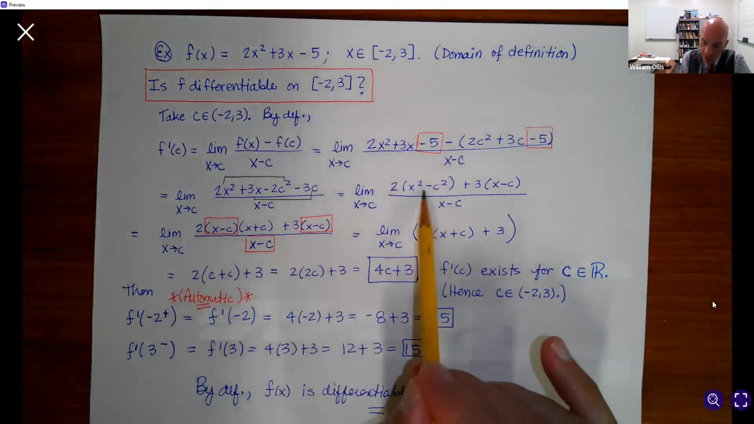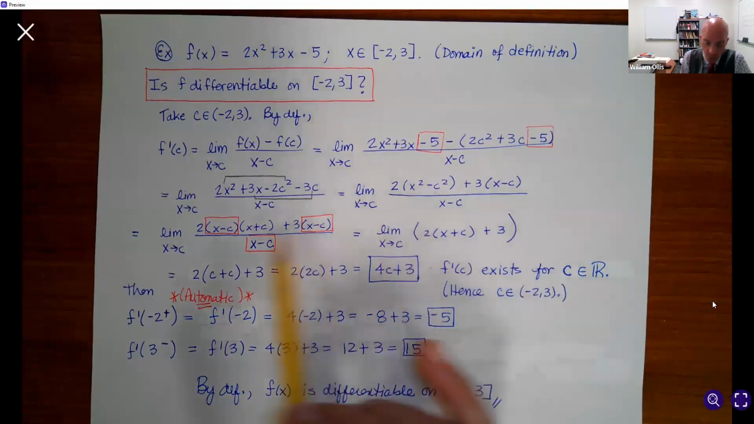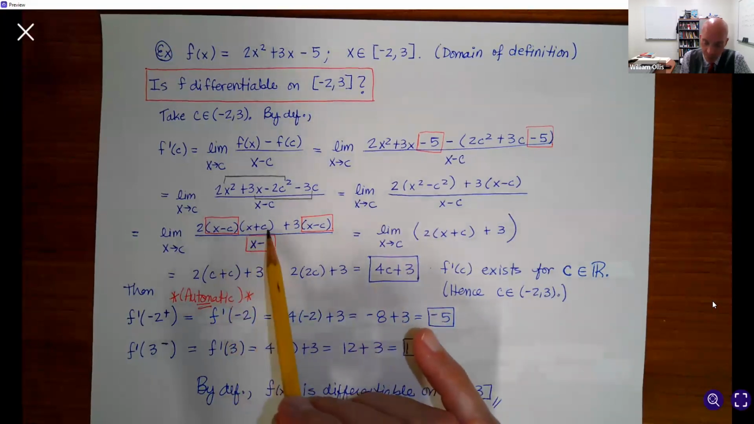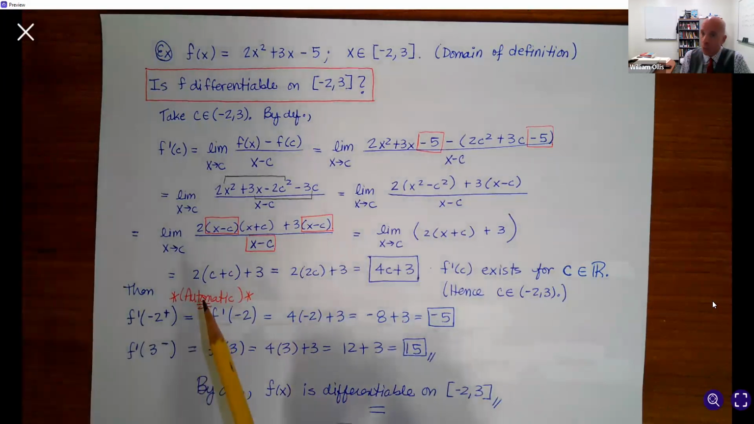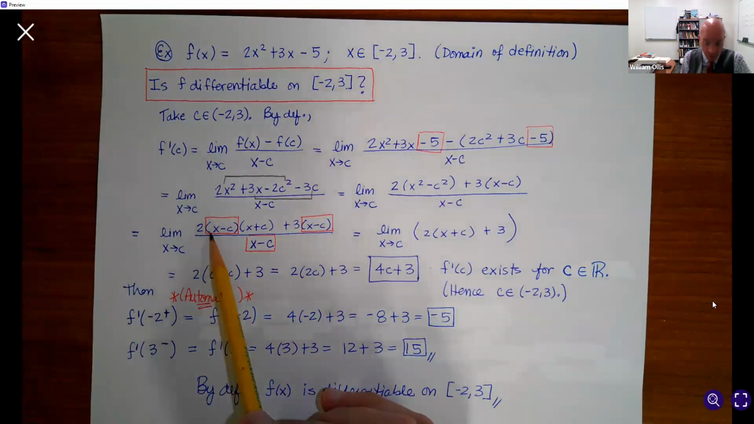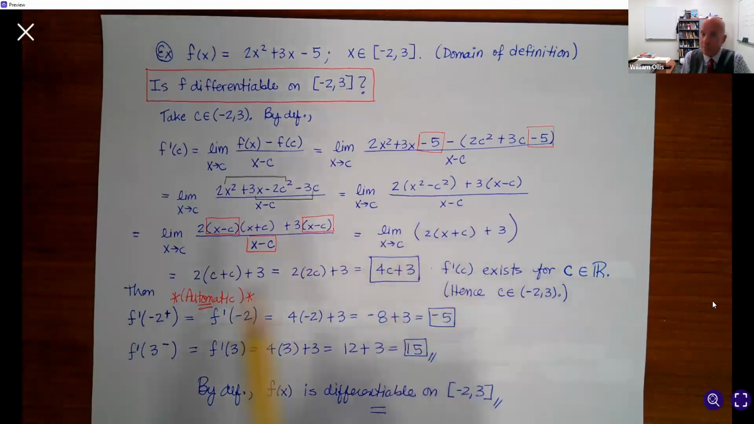So now when you get to this point, you're thinking, well, this is a difference of two squares. So we have x minus c times x plus c. But now all the x minus c's absorb. Okay, so that's really nice. So what are we left with? 2 times x plus c plus a 3, and of course 1 in the denominator.